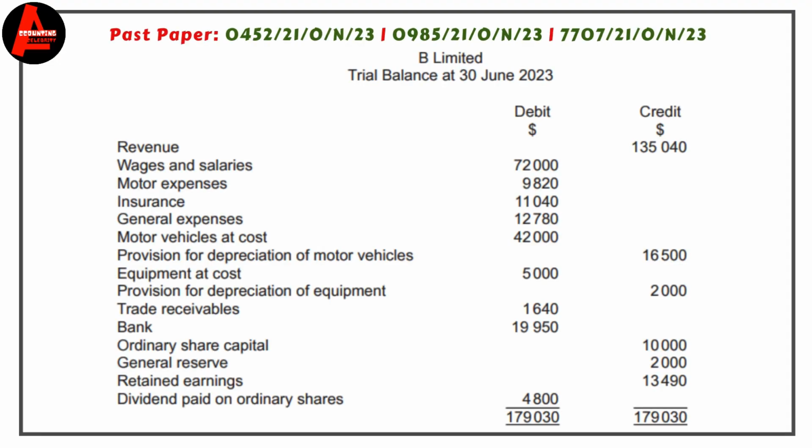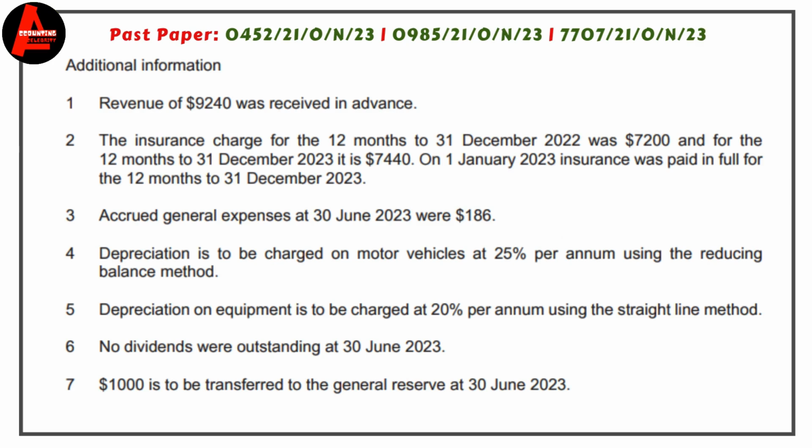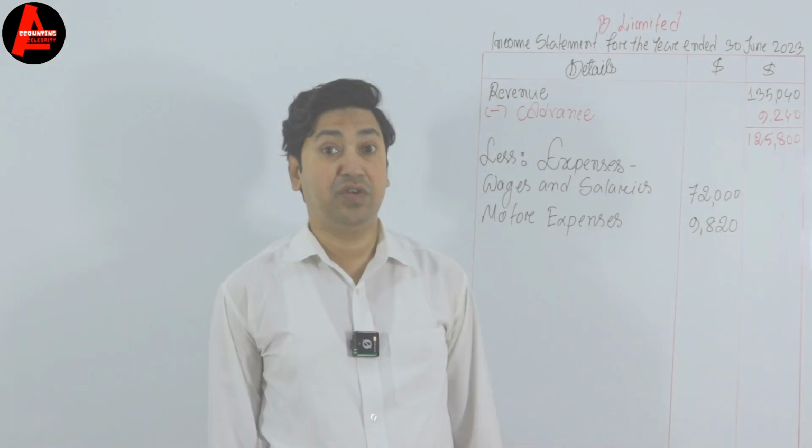Good. What is our next expense here? We see insurance, $11,040. We have an adjustment related to insurance. Let us have a look at that. Number 2: the insurance charge for 12 months to 31st December 2022 was $7,200. For the 12 months to 31st December 2023, it is $7,440. On 1st January 2022, insurance was paid in full for the 12 months to 31st December 2023.